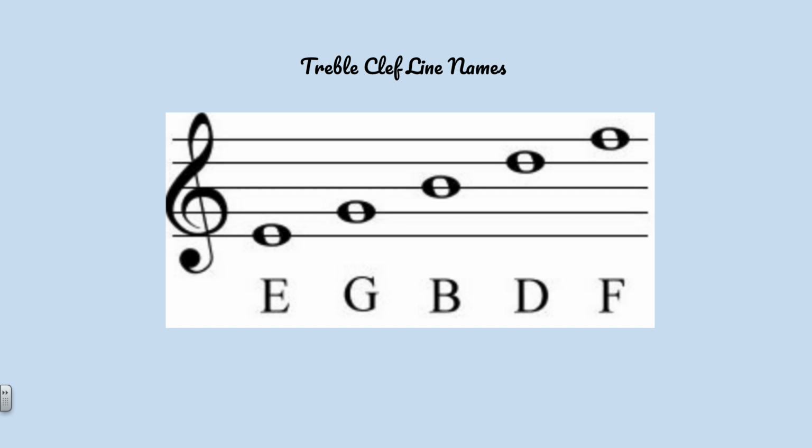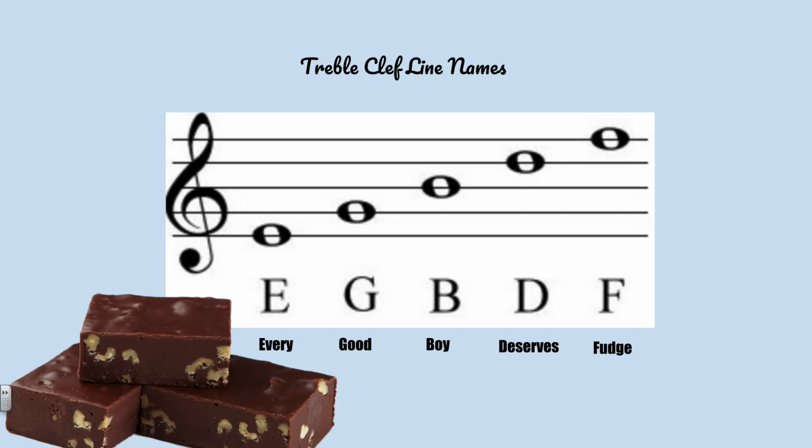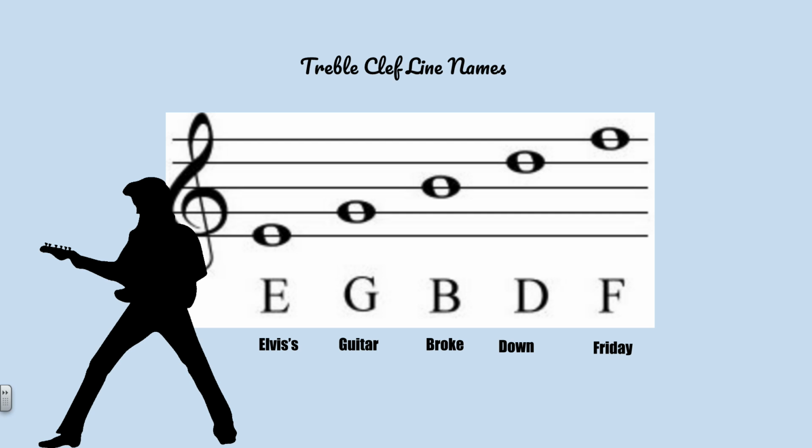Next, we have the names of the treble clef lines. Remember, there are 5 lines on our staff. If we spell from the bottom to the top, we have E, G, B, D, F. And unfortunately, that doesn't give us a handy word like face. But there is another way that we can remember the names of these lines. Every good boy does fine. Just like with the word face, we are spelling from the bottom to the top. You could also say, every good boy deserves fudge, Elvis's guitar broke down Friday, or anything else that you can come up with that might help you remember.